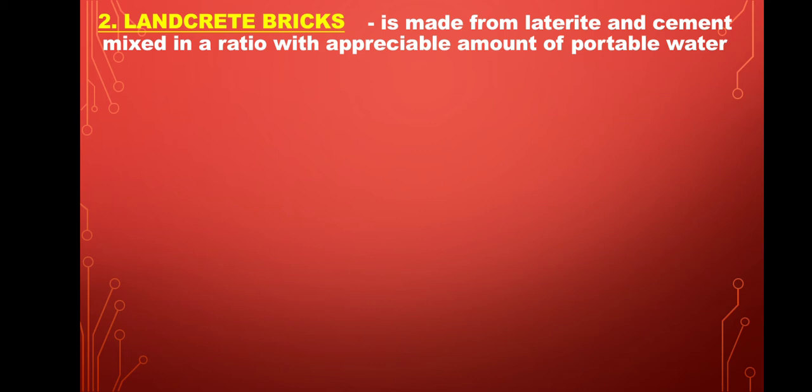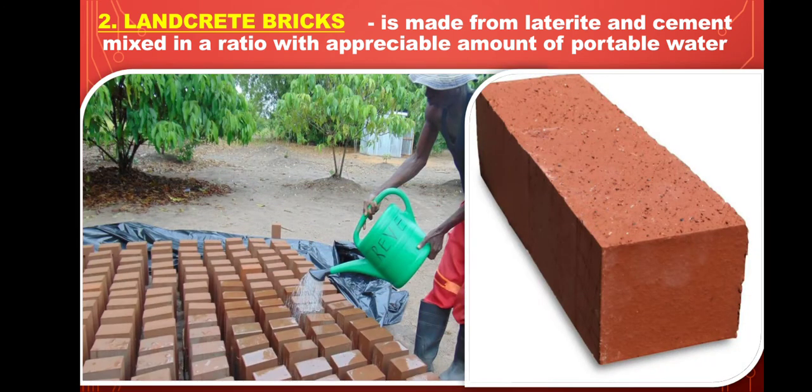When we talk of laterite, it is the natural soil which is made up of gravel and clay, and it comes in different colors. We have some in red, some in brown, and some even ash in color, depending on where you locate it. So Landcrete brick is made from laterite and cement, mixed in a ratio with an appreciable amount of potable water. The pictures we see below are all typical examples of Landcrete bricks.